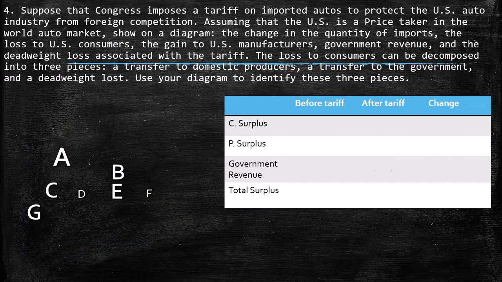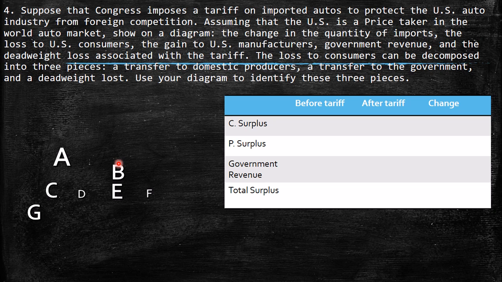Okay, so 4. Suppose that Congress imposes a tariff on imported autos to protect the US auto industry from foreign competition. Assuming that the US is a price taker in the world auto market, show on a diagram the change in the quantity of imports, the loss to US consumers, the gain to US manufacturers, government revenue, and the deadweight loss associated with the tariff.